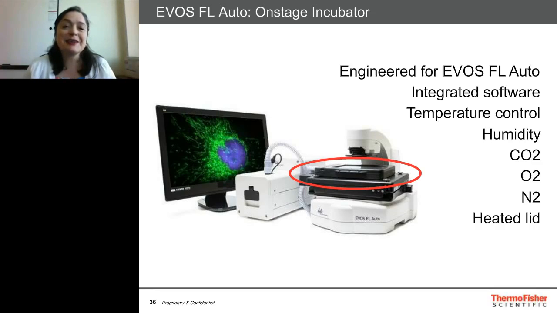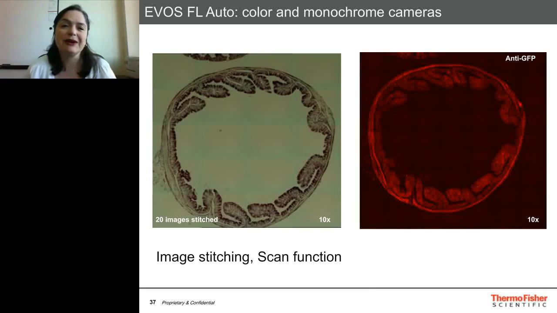But something else that's worth mentioning just about the FL Auto is that you can get more than one kind of camera. So you can get color and monochrome cameras, and that can be really important when you're imaging tissue. And then it also does what we call image stitching, where it takes a series of images of something really big and can stitch them together to give you a complete image of something at a magnification that normally you couldn't collect all the images of. And that's really taking advantage of the fact that it's a digital microscope. But now back to the hard stuff.